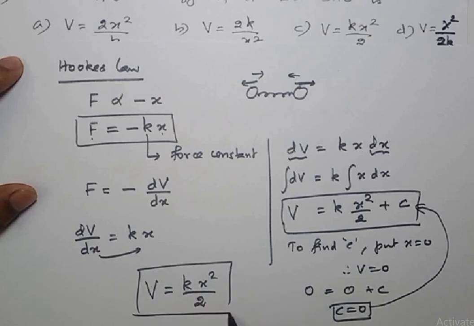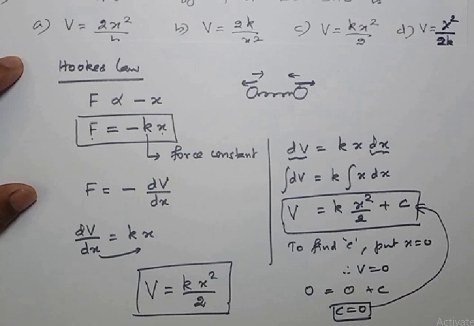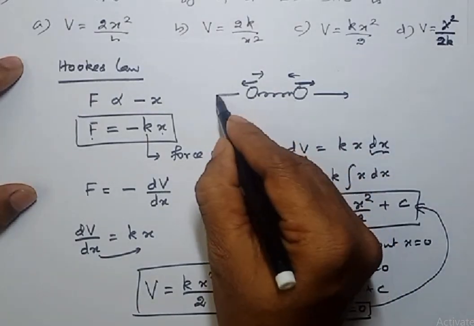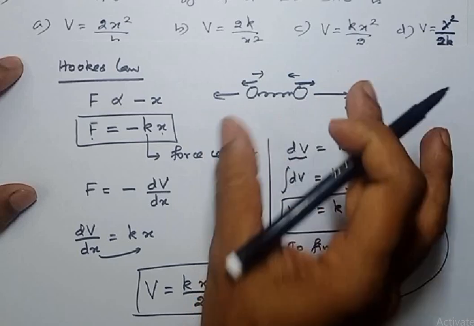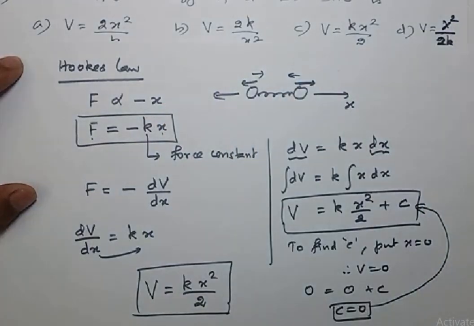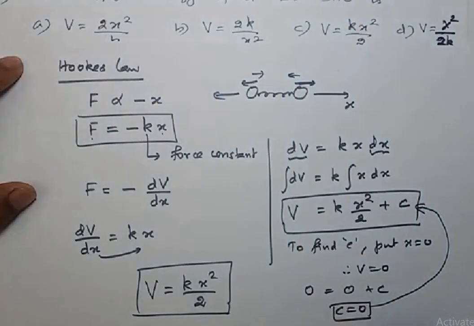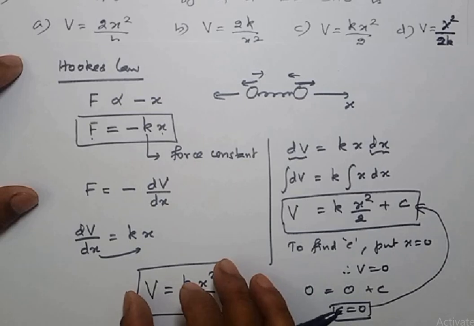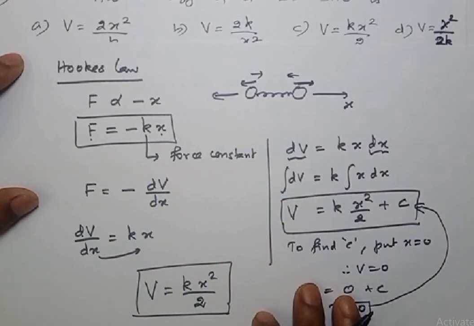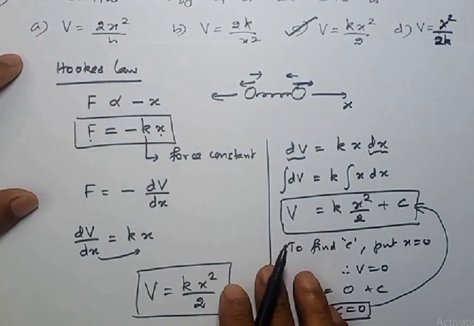Yes, this is the potential energy of a one-dimensional simple harmonic oscillator. This oscillator is oscillating only along the x-axis, so it is called one-dimensional. It undergoes elongation and compression only along the x-axis. The potential energy is given as V equal to K x square by 2. So the correct option among the three is option C. Okay, take note.